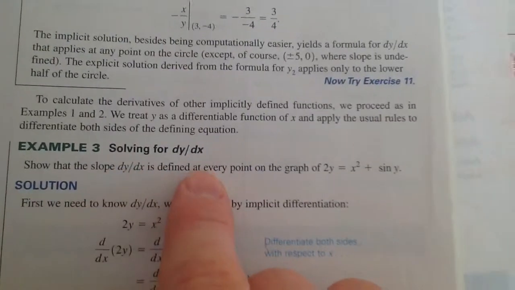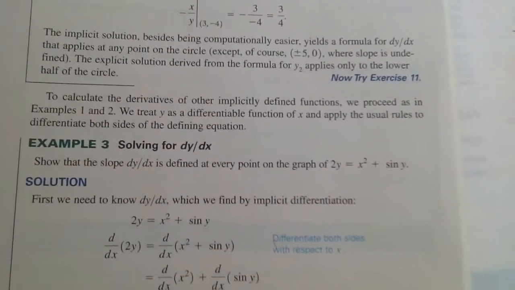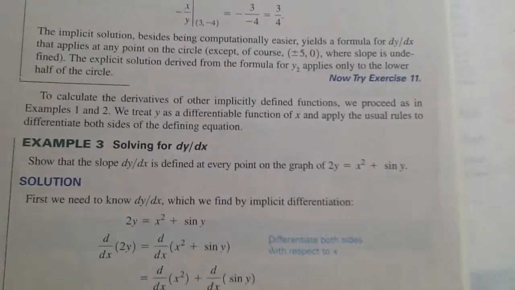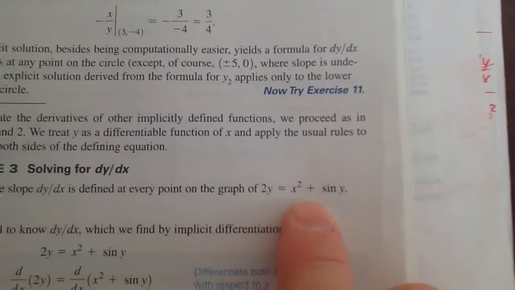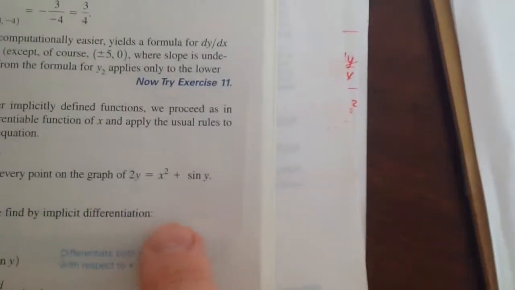You know, the slope is defined. The only way we wouldn't get an answer is if we have the square root of a negative, or we're dividing by a 0. So let's see what happens here. So basically, here's our equation. So we're going to do the derivative of that and go from there.